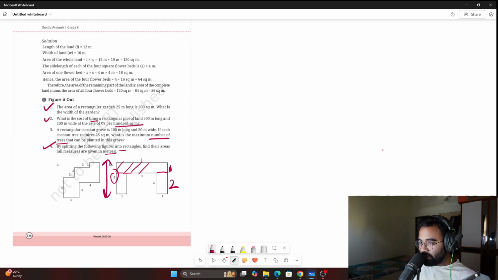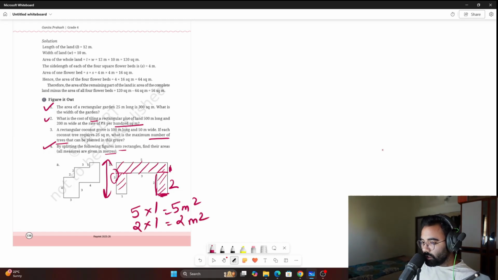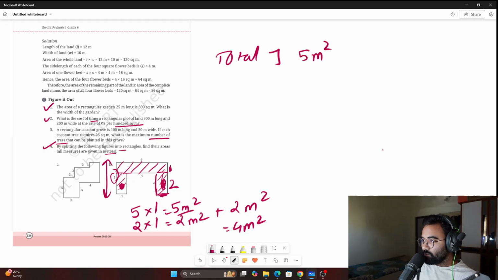Now the area of this rectangle should be 5 multiplied by 1, that gives you 5 meters square. So we know this area. Now I must calculate this area. So this is 1, and this is 2. So 2 multiplied by 1 gives you 2 meters square. Now we have 2 such rectangles, so I'll add one more, 2 meters square plus 2 meters square, 4 meters square. So total should be 5 meters square plus 4 meters square, that gives you 9 meters square.